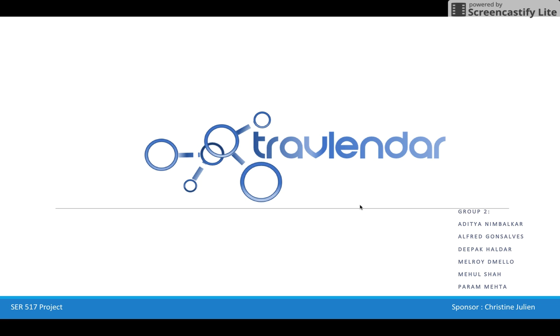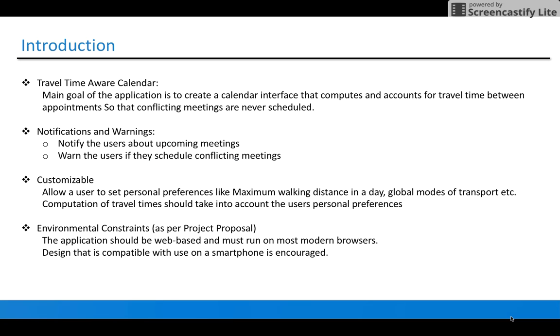Hello, we are Group 2, and our project for this capstone for SER 517 Software Factory is Travelender. The team members are as listed over here, and the sponsor for our project is Christine Julian from the University of Texas at Austin. So let's have an introduction about what is Travelender.